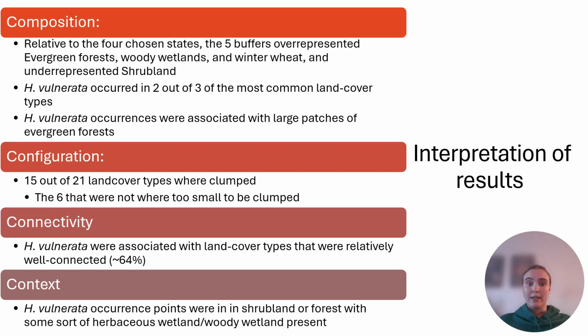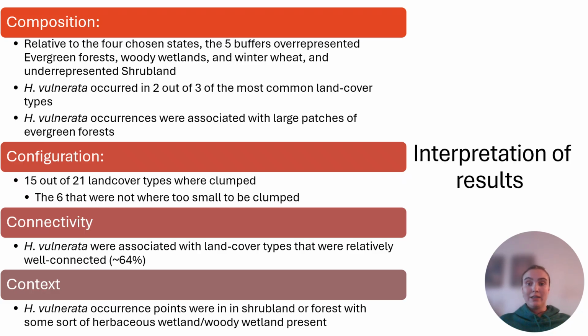Relative to the 4 focal states chosen, the 5 buffers overrepresented evergreen forests, woody wetlands, and winter wheat, while underrepresenting shrubland. The canyon ruby spot occurred in 2 out of the 3 most common landscape types relative to the 4 focal states, the one they did not occur in being grasslands and pasture, which makes sense as this is not in the canyon ruby spot's habitat needs. Along with this, the canyon ruby spot occurred in large patches of evergreen forests. This makes sense as evergreen forests had the highest cover percentage and the largest average land area. Along with this, canyon ruby spots naturally occur near shaded streams.